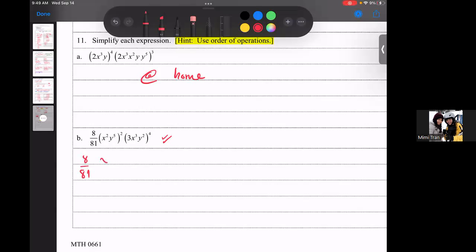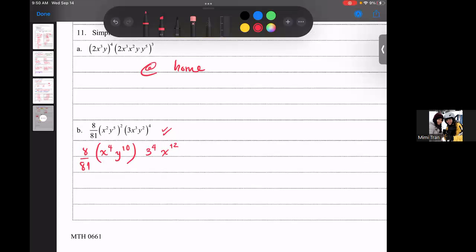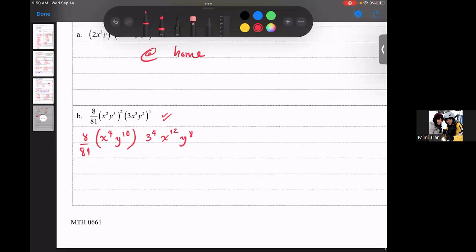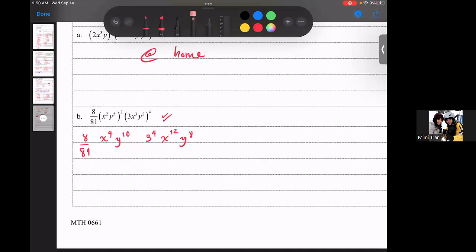So x to the 4 here, and then y to the 10, and now 3 to the 4, x to the 12. What else? This is just x to the 12, y to the 8. What does 3 to the 4 equal? Yeah, 81. Now you can cancel.